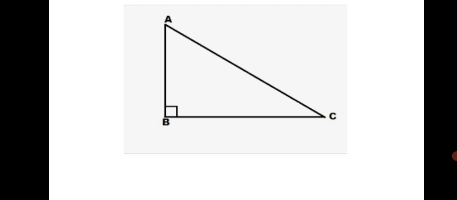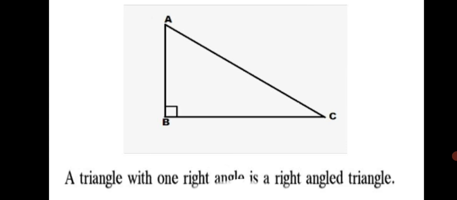In this triangle, you see one angle marked with a perpendicular sign that is 90 degree. So, we can say that one angle is a right angle. Such triangle is called a right angle triangle. A triangle with one right angle is a right angled triangle.